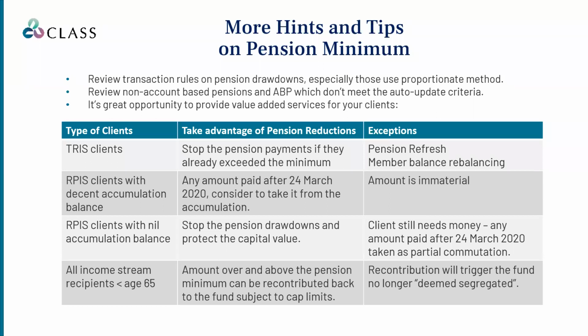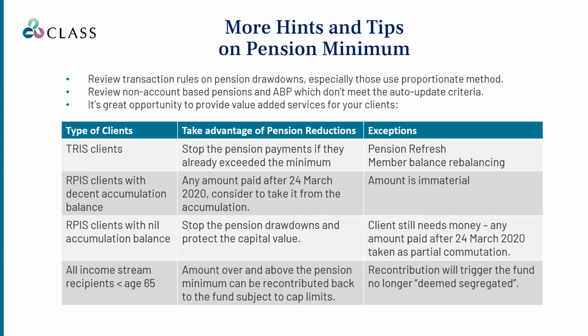Why? So what I did was I list a couple of common scenarios based on your client base, some of the thinking behind those, and potentially additional advice you can do. So for TRIS clients, obviously, if they already exceed the minimum, you can consider asking them to stop the pension drawdowns. The exception is if they're doing a pension refresh strategy to rebalance the member accounts.